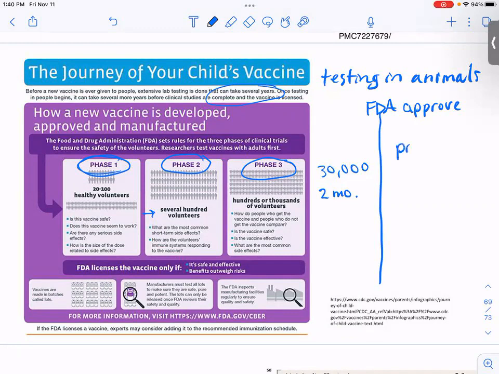And even after that, there's what you could consider a phase 4. After it's been approved and given to the general public, there's the Vaccine Adverse Effects reporting system, VAERS.